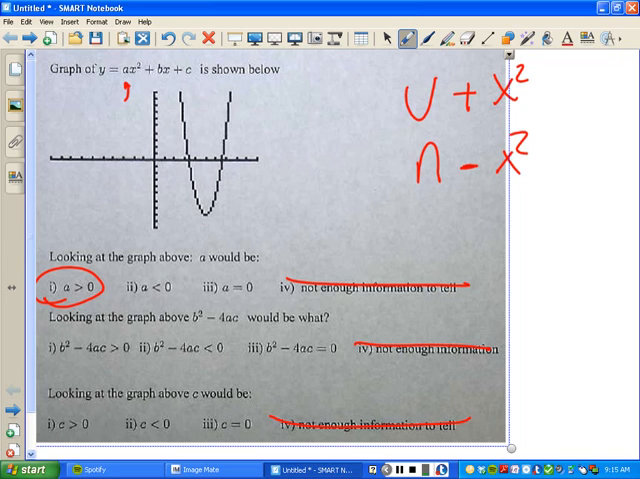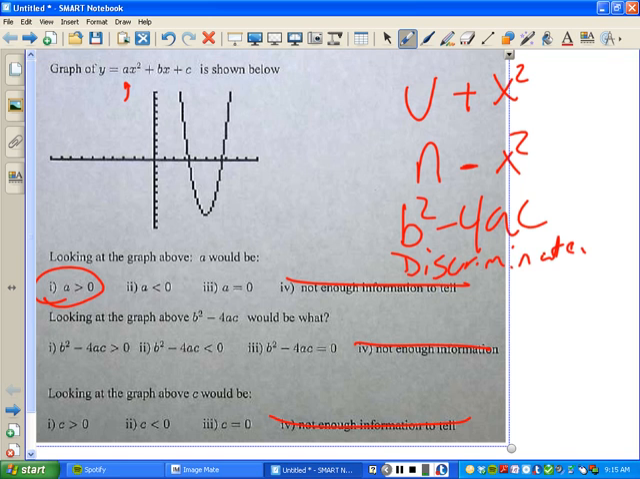Now, b squared minus 4ac. Where would we have seen this piece before? There's a specific name for that. It's called the discriminant. Now, what does the discriminant tell me?